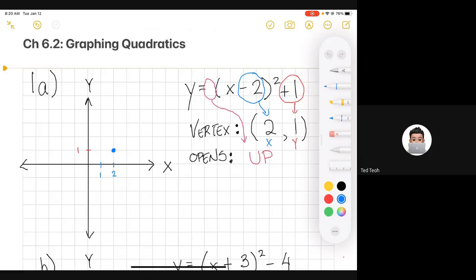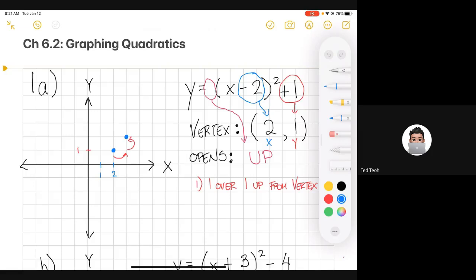From there, it's just counting. We're counting steps. All right, so step 1, I'm going to go 1 over and 1 up from the vertex. Okay, so I'm going to go 1 over and 1 up from the vertex. And that's going to give me my second dot.